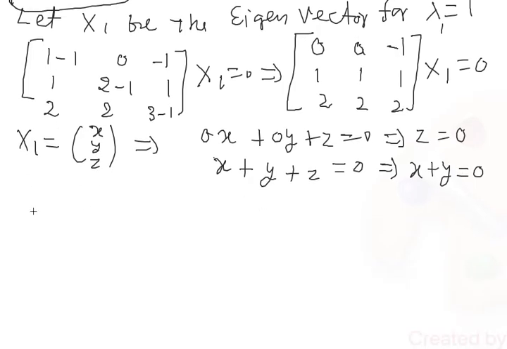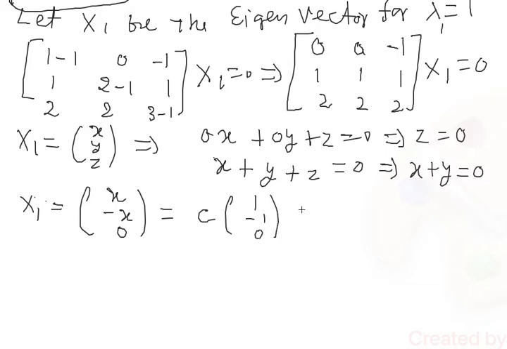Because z equal to 0 already, the last equation gives x plus y equal to 0. So y equal to minus x, and x1 is the vector x, minus x, and 0. Taking x as some c, this will be 1, minus 1, 0. So this is the eigenvector: x1 is 1, minus 1, 0.